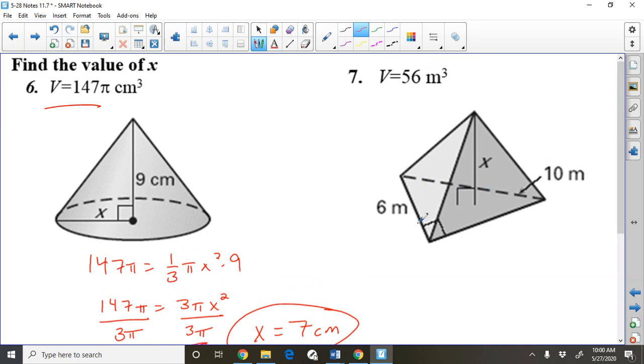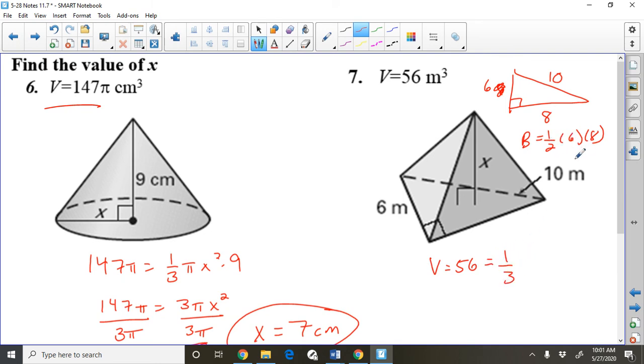Over here, I have a pyramid, and notice the base of this pyramid, and again, sometimes it's helpful just to draw the base. The base of this pyramid has a length of 6 on one side and 10 that's opposite a right angle. This is a 6, 8, 10 right triangle. So when I go to find the base area here, it's 1/2 of 6 times 8. So I'm going to do volume, which is 56, equals 1/3 my base area. So when I multiply out this base area, 1/2 of 6 is 3. 3 times 8 is 24 times the height of my pyramid.